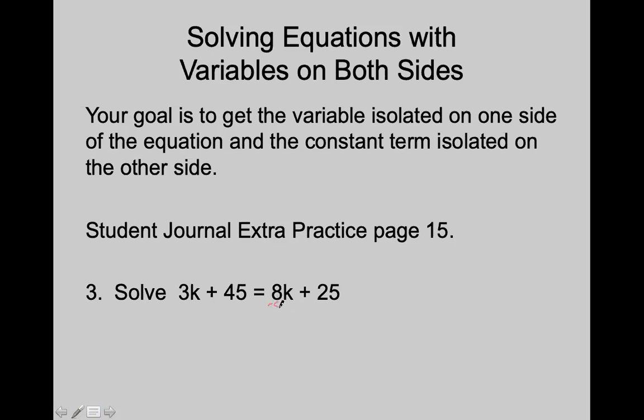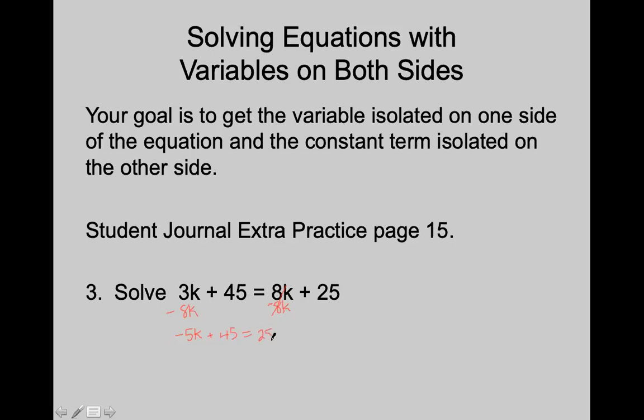So right below 8k, I write minus 8k. And I'm subtracting it way over here from 3k. Notice I didn't write it under the 45 because they're not like terms. I simplify. 3k minus 8k is a -5k. I bring down the positive 45. I don't have any variables on the right anymore. I just have my 25.